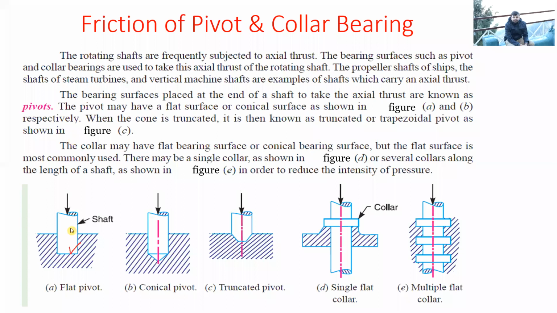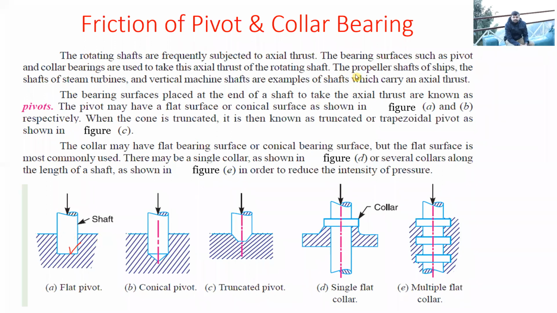The bearing surfaces, such as pivot and collar bearings, are used to take this axial thrust of the rotating shaft. The main work of the shaft is to transmit the rotary motion and torque. That is one function, and the secondary load which the shaft is bearing is this axial thrust. This axial thrust has to be transferred to some grounded link. These bearings are generally grounded links, and the shaft transfers its axial load to these bearings.